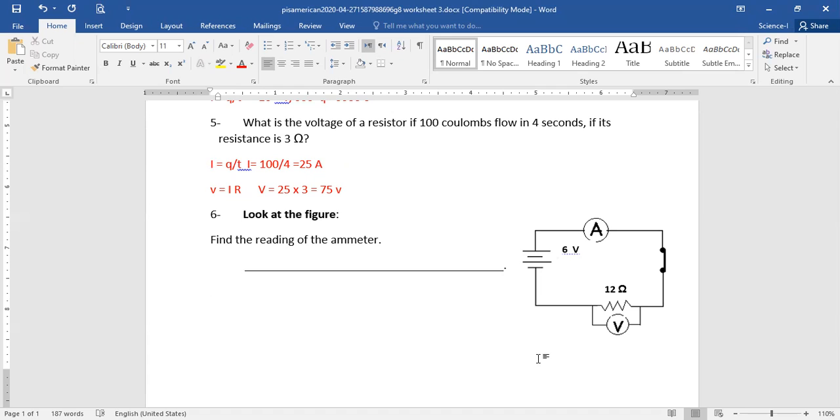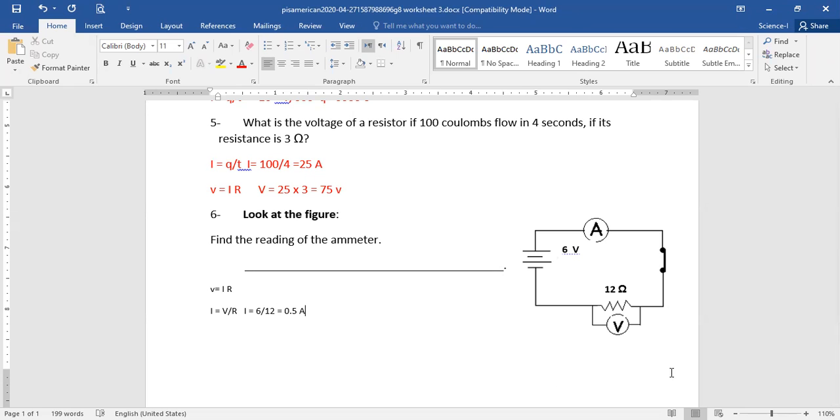V equals IR. So V equals IR, which means he is asking about the current, so I equals, sorry, V divided by R. V over R, good. So 6 over 12. So in that case, we're going to say that I equals how much of the voltage? That's 6 divided by the 12. The resistance is 12, so it equals 0.5 ampere.